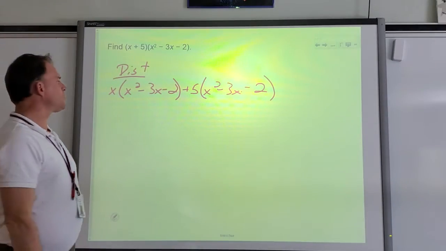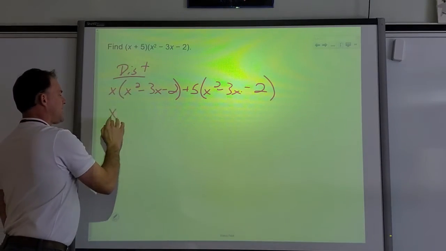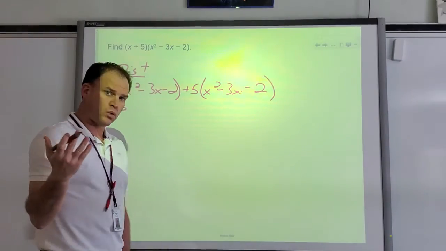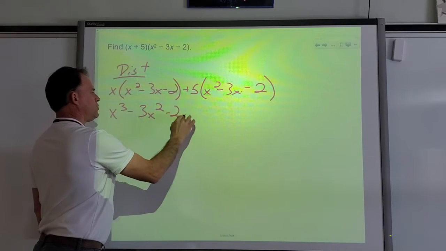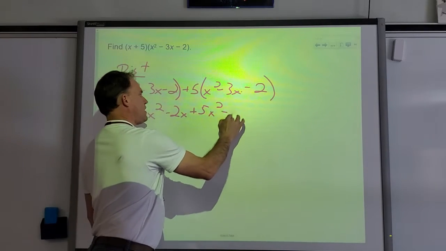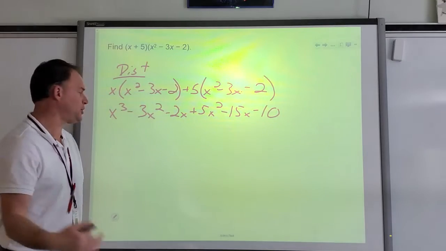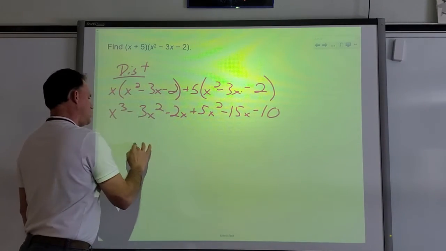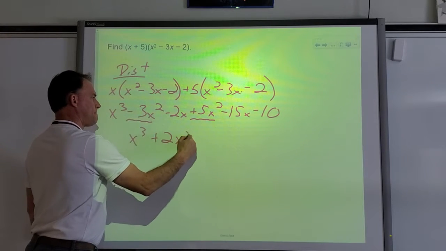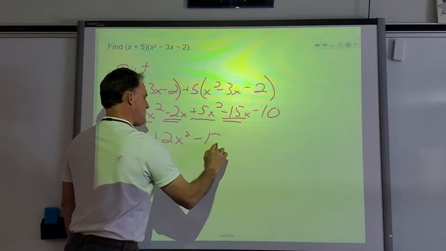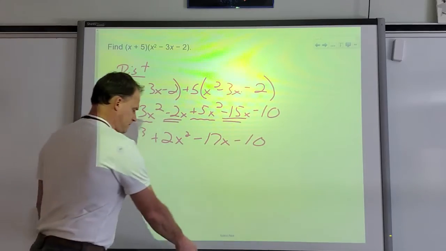So, if I'm doing this with distribution, I would write out my two distribution steps and then do both of them. That is x cubed. Again, your exponent rules coming into play here. Minus 3x squared minus 2x plus 5x squared minus 15. Find and combine your like terms. There's my only x cubed. Here I have... all right. So that would be the distribution method.